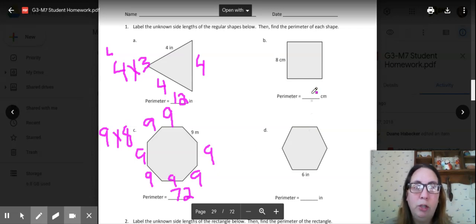So for B and C, you're going to do the same thing. You will label each side. And remember, these are regular shapes, so all their sides are the same. And then you're going to write what the perimeter is there. Same thing for D. Pause the video to complete that.